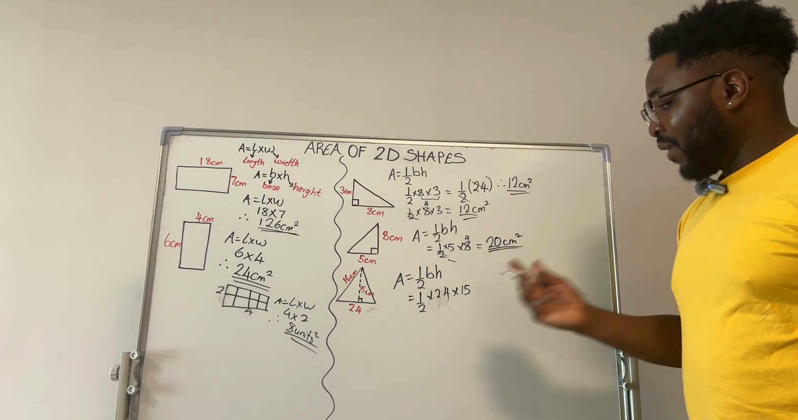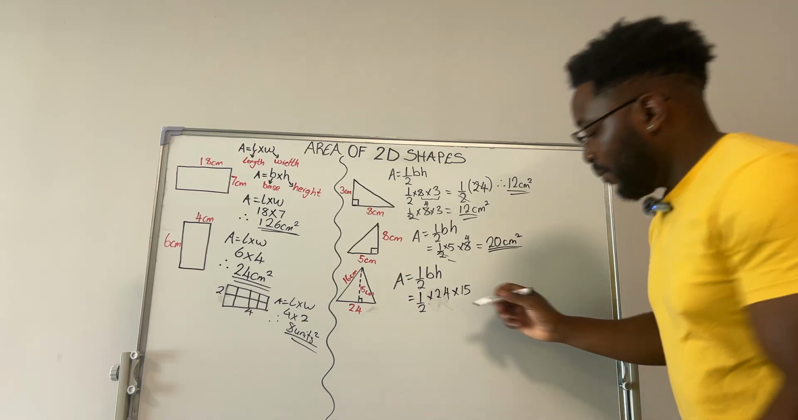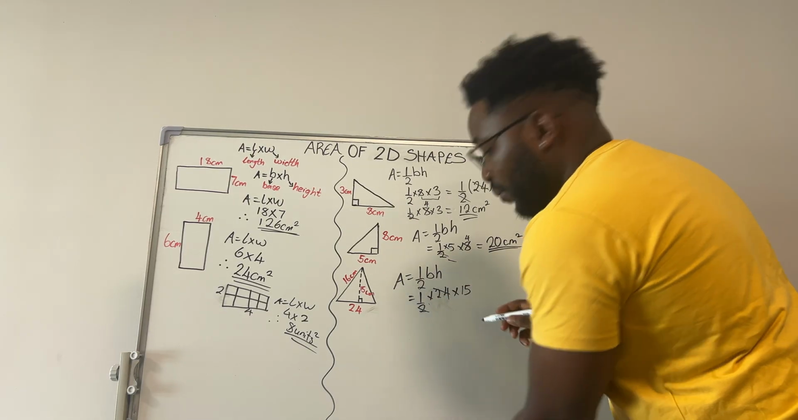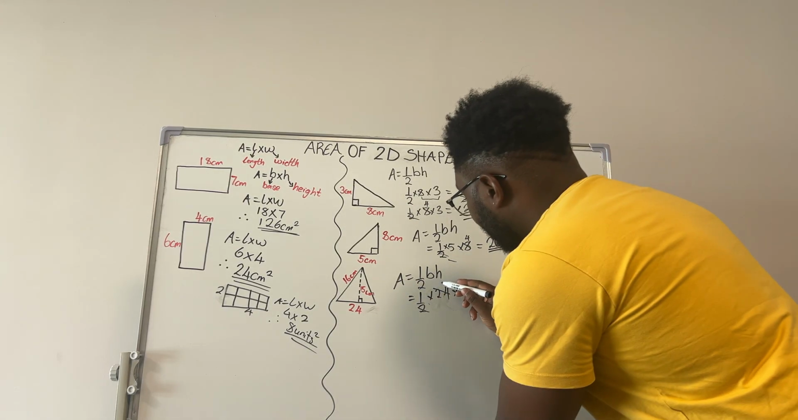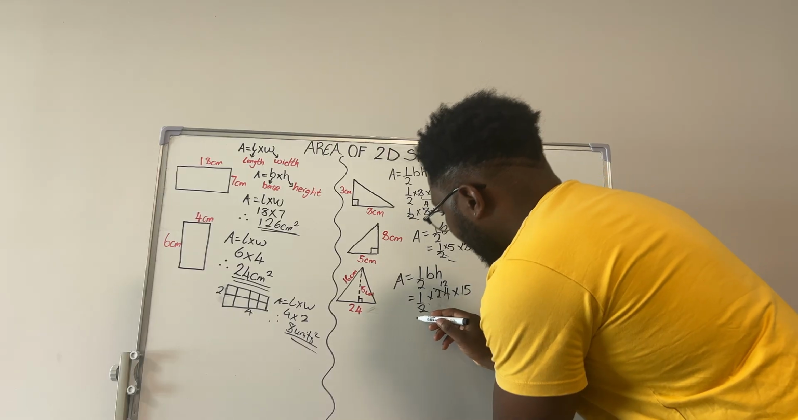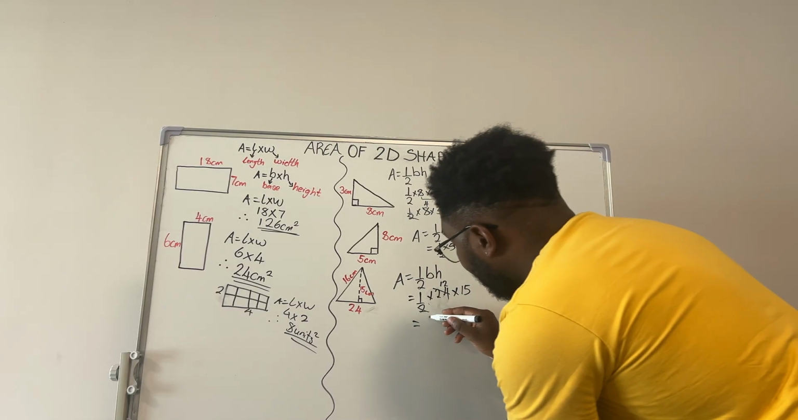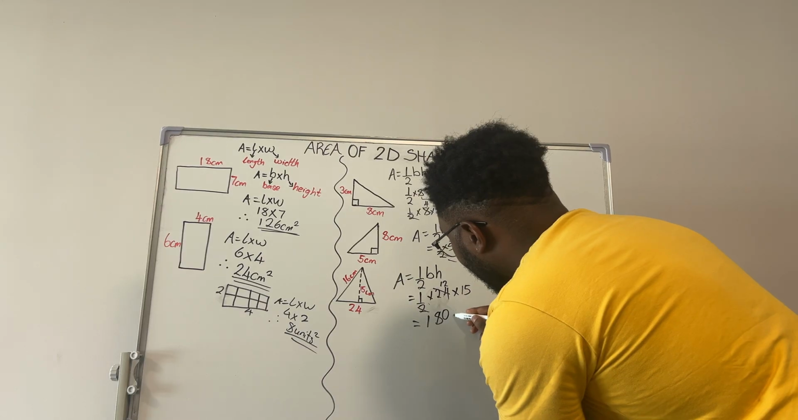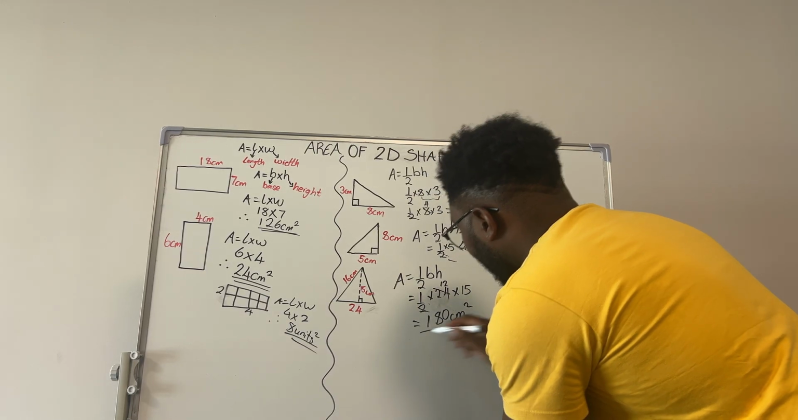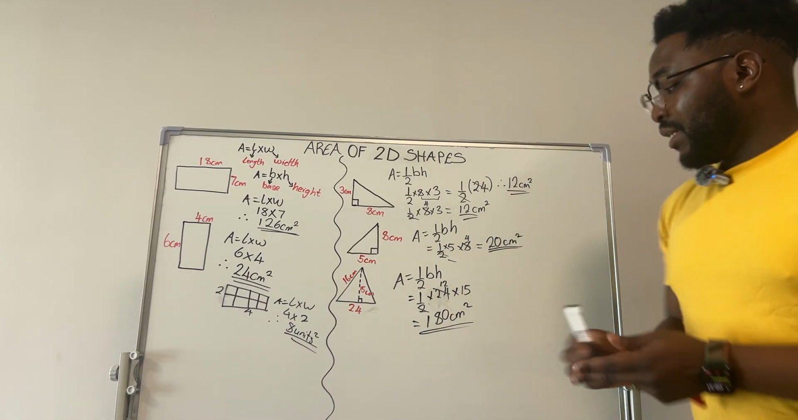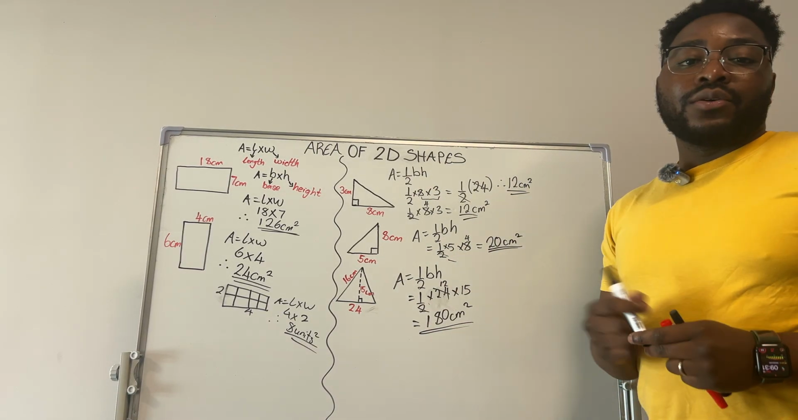And then we can just work it out. So 2 into 24 is 12. And 12 multiplied by 15, that gives us what? 180 centimeter squared. So this is the area of this triangle over here.